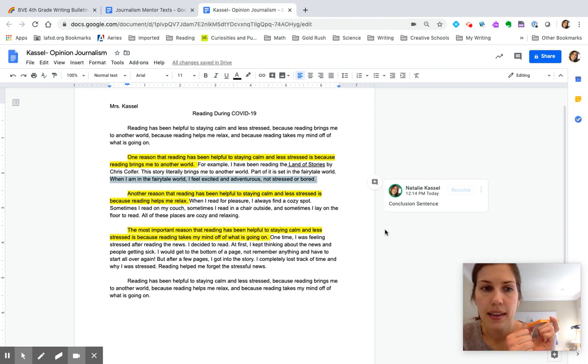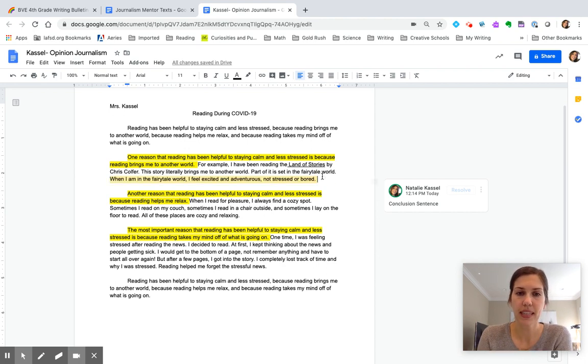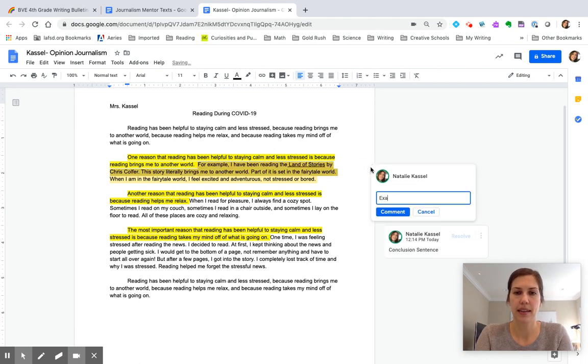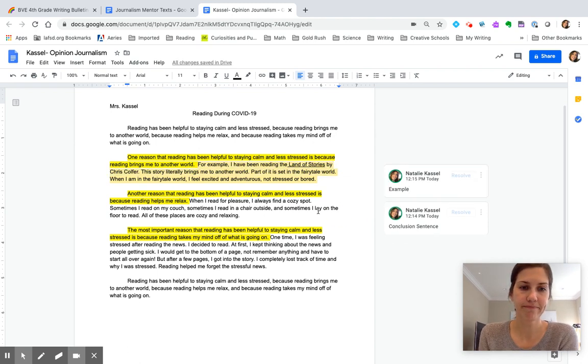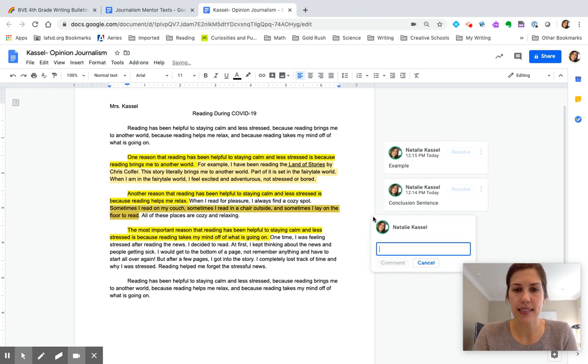For example, I'm going to use my essay right here as a mentor text to show you some of these different types. The first one that I just read to you, it's just an example. It's just telling something about that reason. I didn't tell it like a mini story. It's not a fact. It's just an example. Here's the next one. This is about how reading helps me relax. When I read for pleasure, I always find a cozy spot. Sometimes I read on my couch. Sometimes I read in a chair outside. And sometimes I lay on the floor to read. I listed 3 different ways that I relax. So this type of evidence is a list.